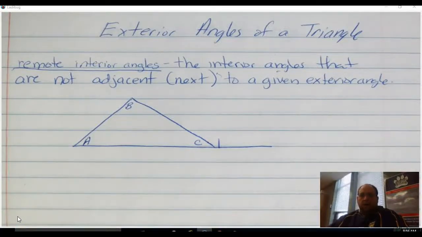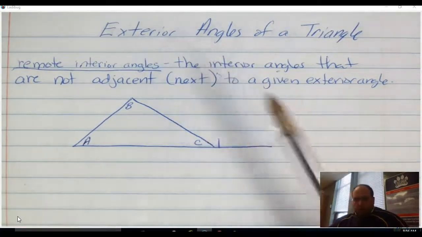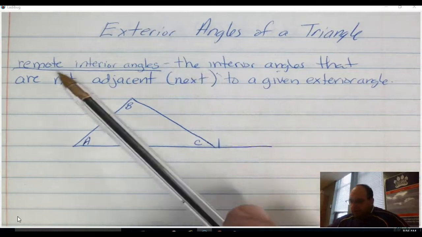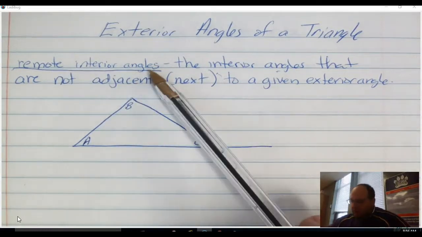All right, let's go ahead and look at exterior angles of a triangle. And what we're going to do first before we even begin is we're going to define a vocabulary word that you're going to come across or hear. That vocabulary word is remote interior angles.